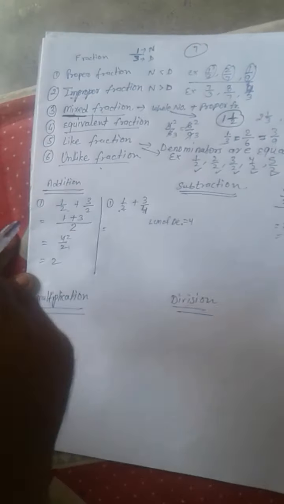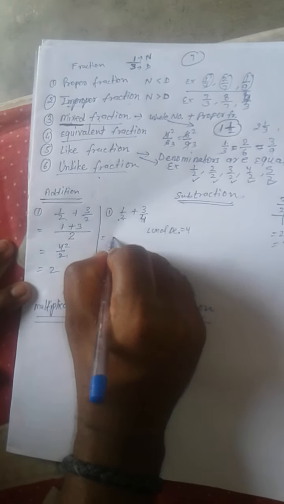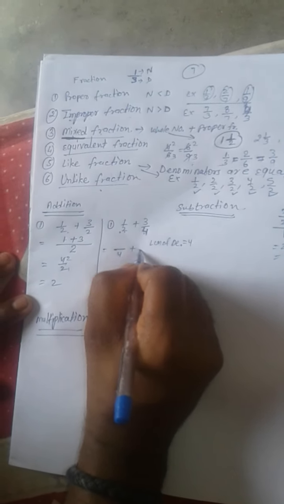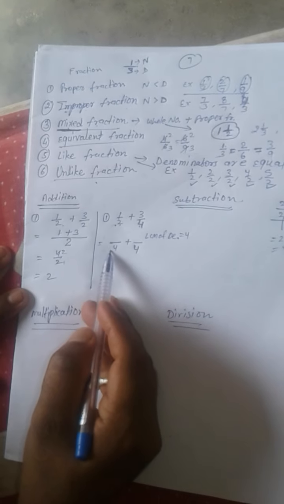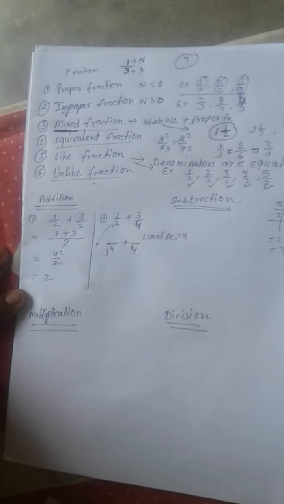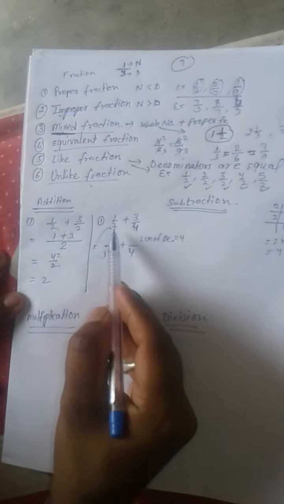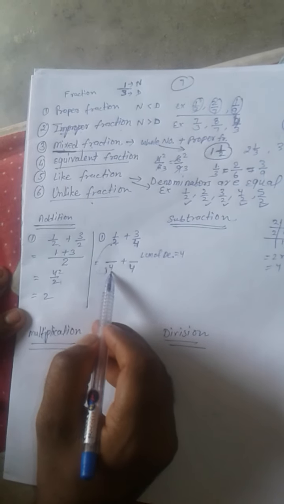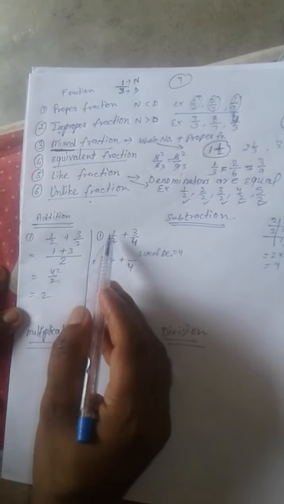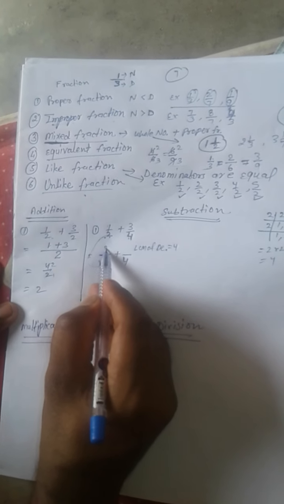So what we will do? We will convert them into like fractions by writing 4 as both denominators. But earlier it was 2 and now it is 4. So what will happen? We multiplied 2 by 2, then we are getting 4. Similarly, we will multiply 1 also by 2, it will be 2.